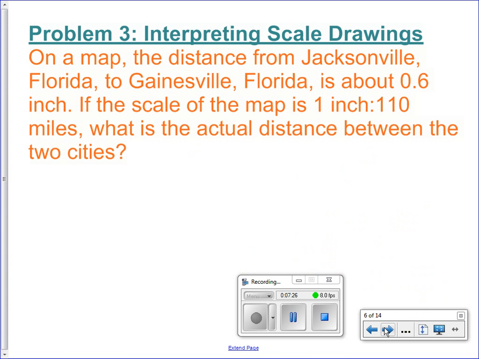All right, problem 3, interpreting scale drawings. On a map, the distance from Jacksonville, Florida to Gainesville, Florida is about 6/10 of an inch. If the scale of the map is 1 inch is the same as 110 miles, what is the actual distance between the two cities? All right, well, let's set up our scale first. I have 1 inch is to 110 miles. And so when I set up the other side of my proportion, I want to put my inches on top, my miles on the bottom.